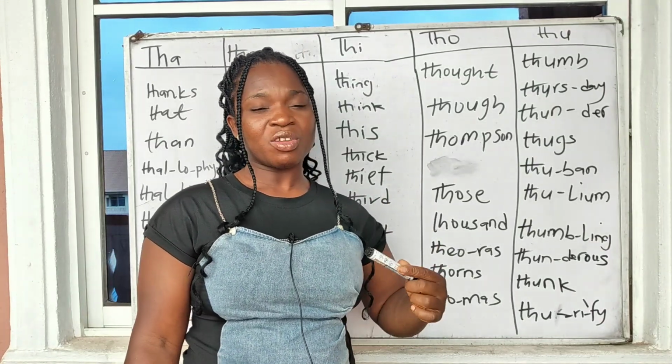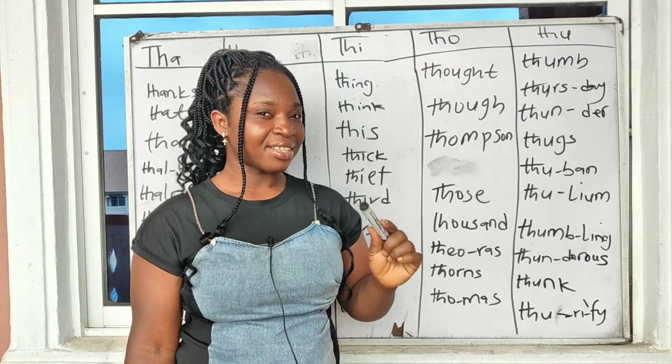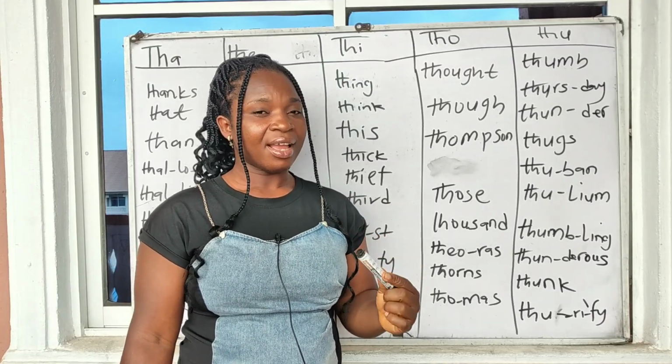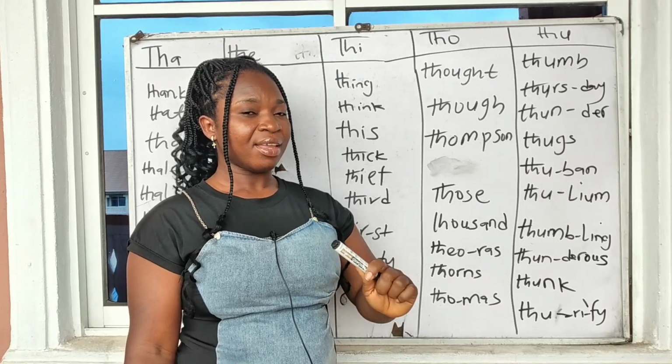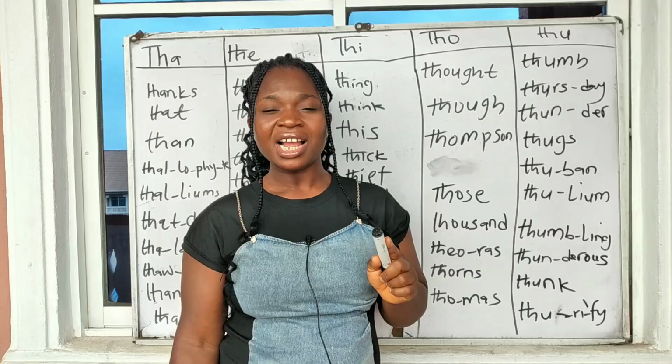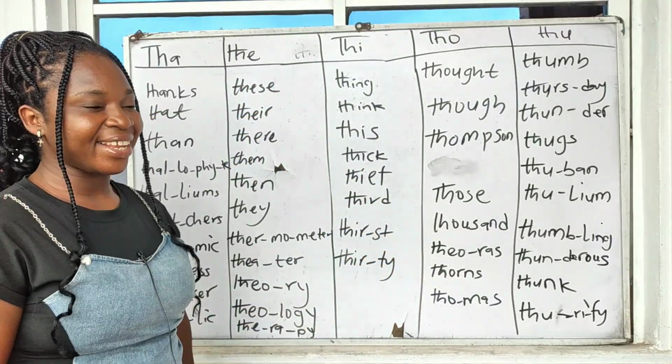For some words, it's going to sound like D, the D sound. And for some words, you find it sounding as T. So for that reason, we're going to be reciting these sounds in two forms. Are you ready? Let's go.